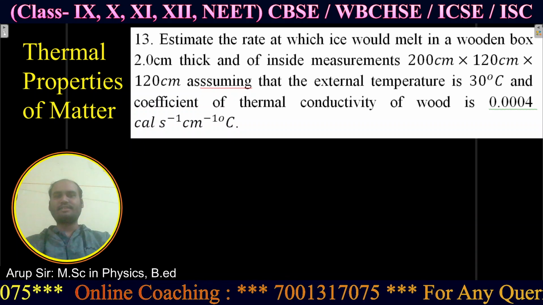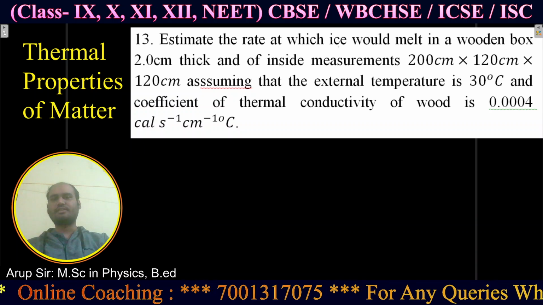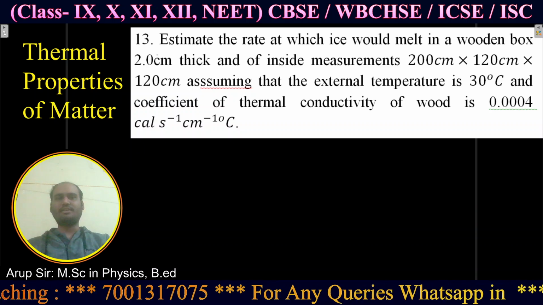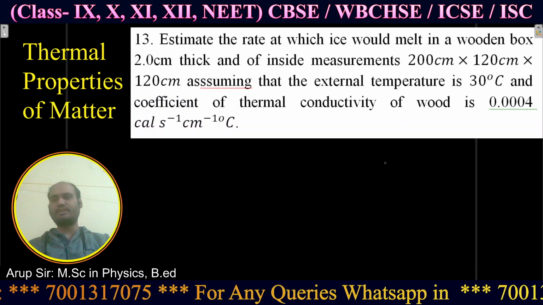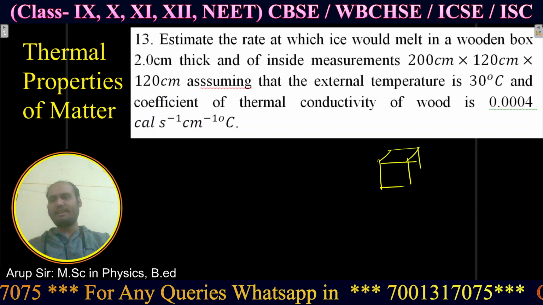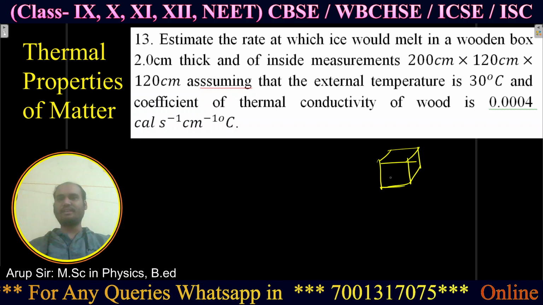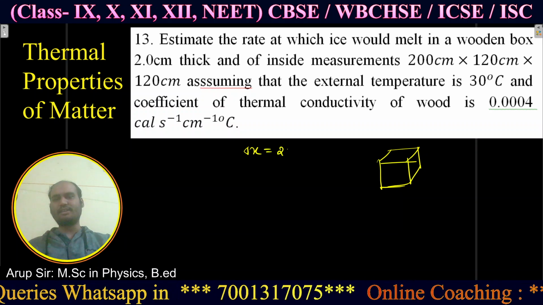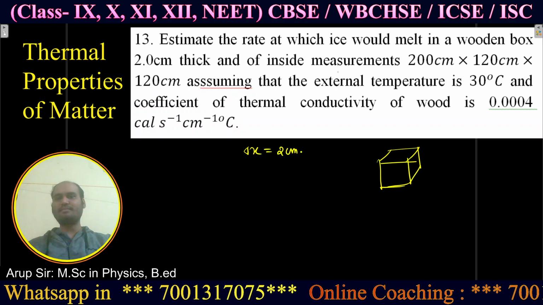Okay, the question is: estimate the rate at which ice would melt in a wooden box 2 centimeter thick. So basically there is a wooden box. If we consider the box is like this, and this box is of thickness 2 centimeter, meaning delta x value is given as 2 centimeter, and the inside measurement is given.